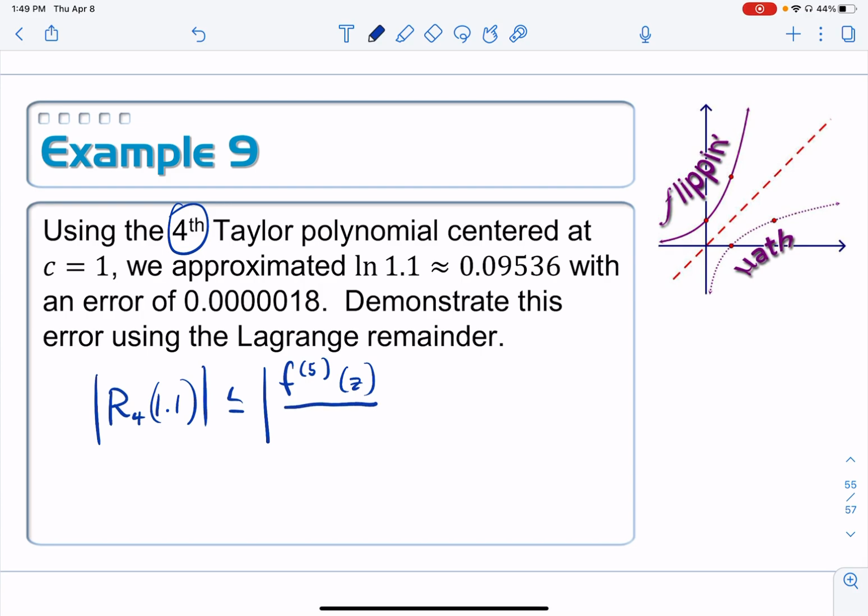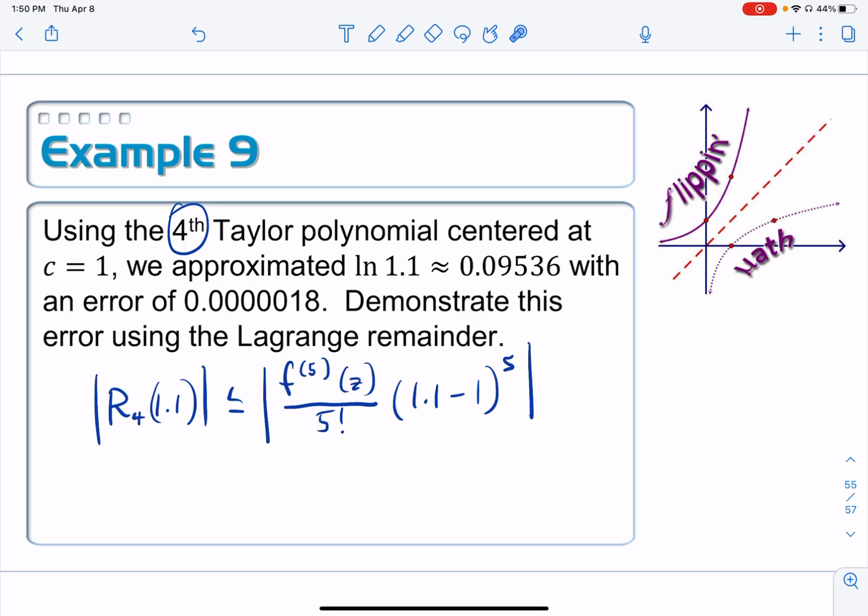That's going to be divided by the fifth factorial, n plus 1, times x minus c. So our x value is 1.1 minus 1 as our c value, raised to the n plus 1th power, so that's to the 5th power. All right, so that's what we've got to work out. I'm going to clean this up in just a minute, but let's first focus on the fifth derivative.